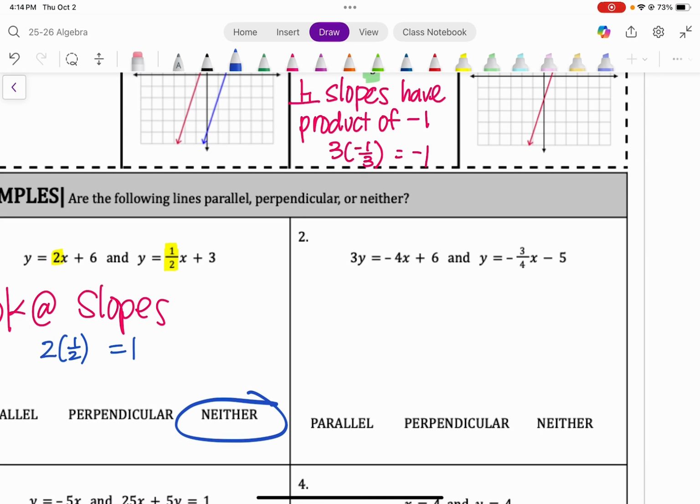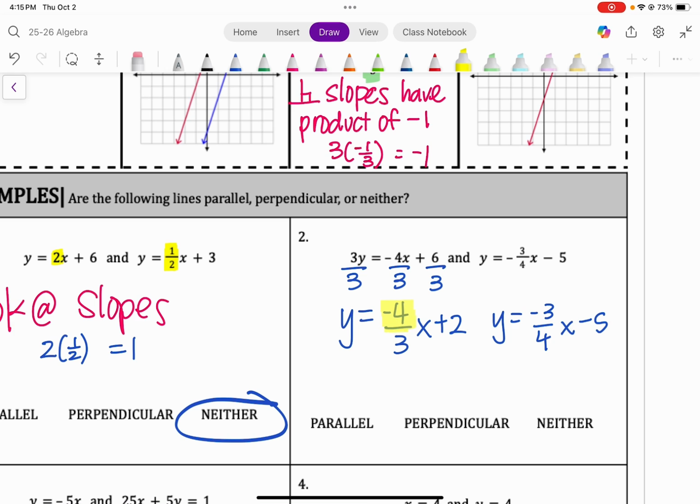Now this next one, 3y equals -4x plus 6, it's in the right order, but our y gets multiplied by 3, so we have to divide by 3. So -4/3 x plus 2, and then we're looking at this slope, -3/4 x minus 5. And I can tell that the numbers are reciprocals. We've got 4/3 and 3/4, but since they're both negative, they would multiply to make +1, so this is neither.